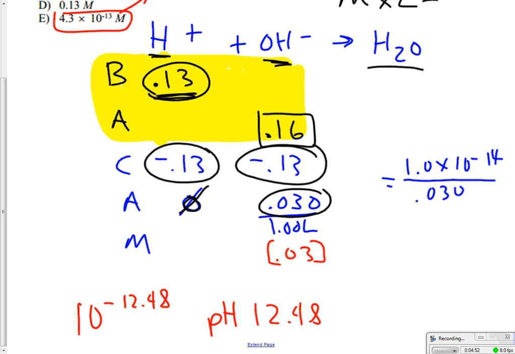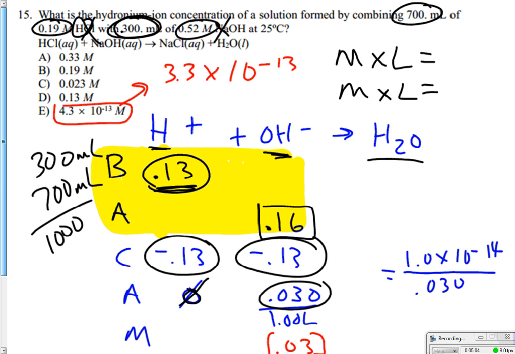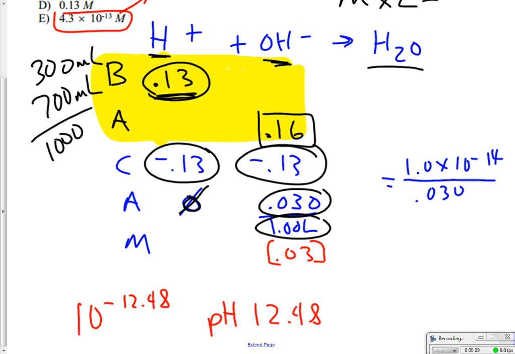Remember, to get molarity, I always need the new volume. Well, I have 300 milliliters and 700 milliliters, which is going to give me a total of 1,000 milliliters, so I'm going to divide by 1 liter. Ultimately, my concentration of OH minus is 0.030. So that's my concentration of OH. If I take the negative log of that, and then subtract it from 14, I get my pH is 12.48.